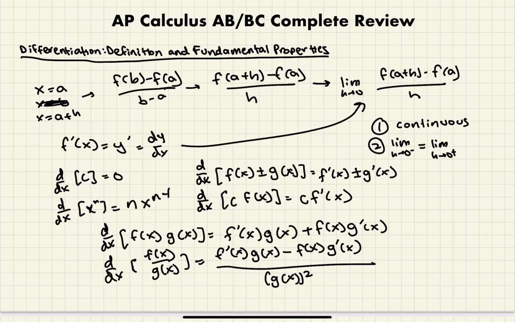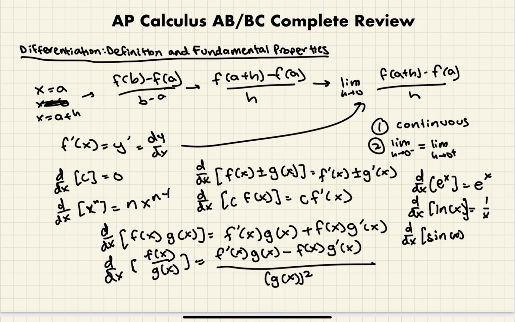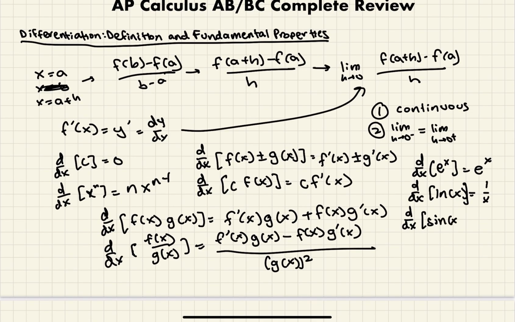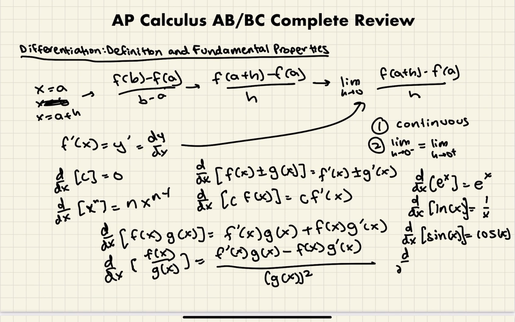In addition to this, you probably need to know the derivatives of some common functions. So the derivative of e to the x is equal to itself, e to the power of x. Derivative of ln of x is equal to 1 over x. Derivative of sine of x is equal to cosine of x. And derivative of cosine of x is equal to negative sine of x. That negative sign there is key. Okay, there's also a few more trigonometric functions you might want to know.